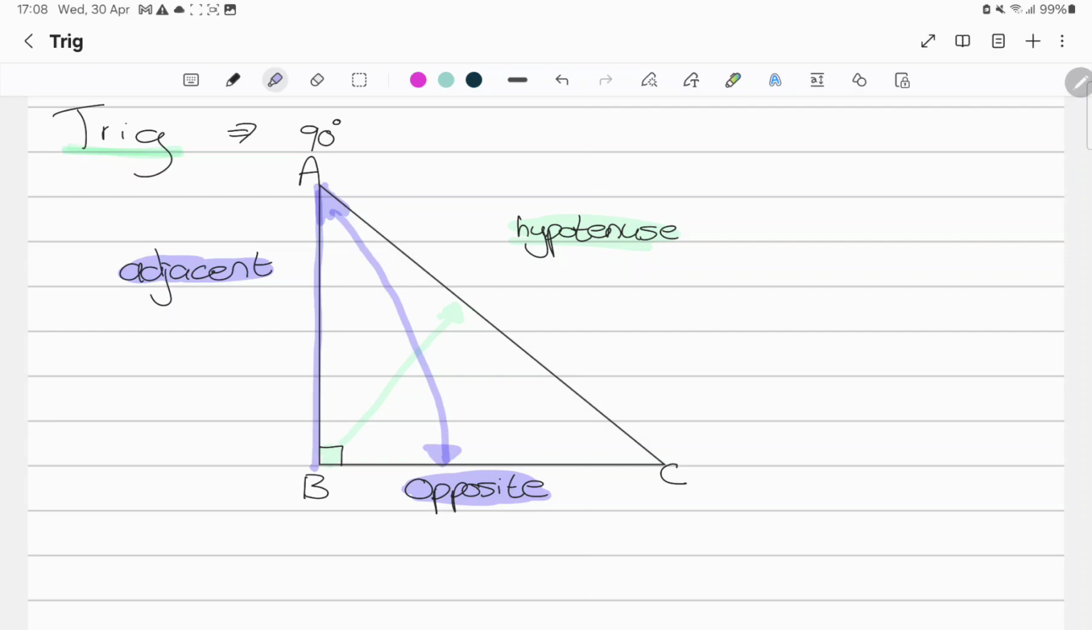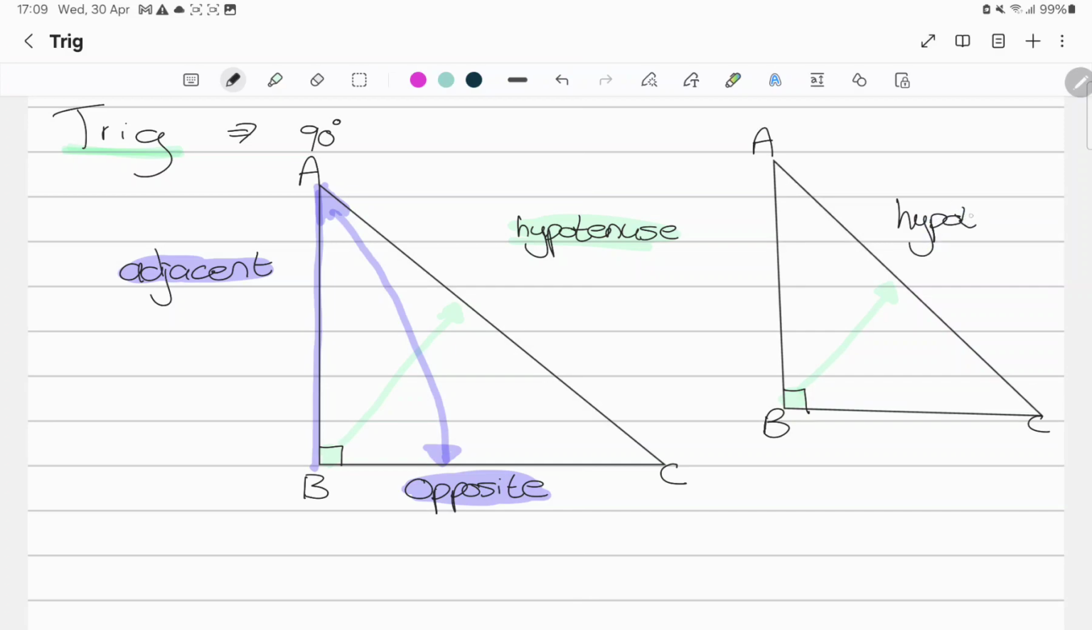Important: whenever I work with a triangle, there's always going to be a hypotenuse, an opposite side, and an adjacent side. Alright, let's quickly do the same thing again. There I have a triangle, ABC. There's my 90 degrees. First thing I need to find is my hypotenuse. If this angle here is 90 degrees, the side opposite it is known as my hypotenuse. So AC is my hypotenuse.